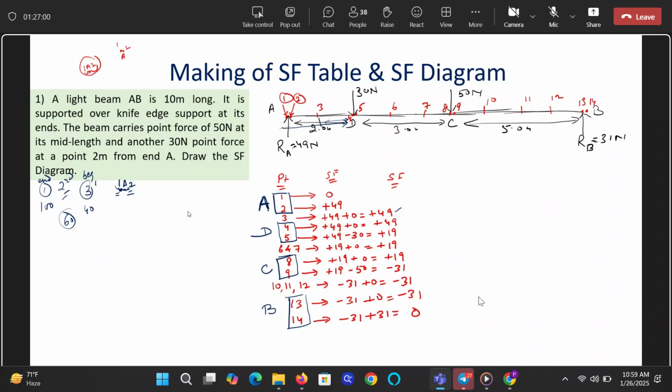Guys, please review it and let me know if there's a concern. That means actually at A, the shearing force changes from 0 to plus 49. At D, it changes from plus 49 to plus 19. At C, it changes from plus 19 to minus 31. And at B, it changes from minus 31 to 0. Do you agree with the logic that I've given? Yes or no? Based on this, now I'll draw the SF diagram for this simple question.